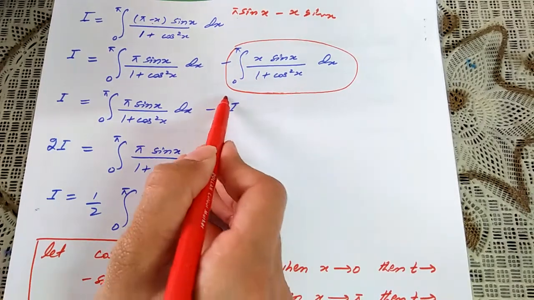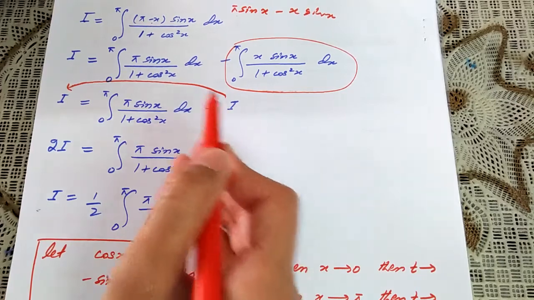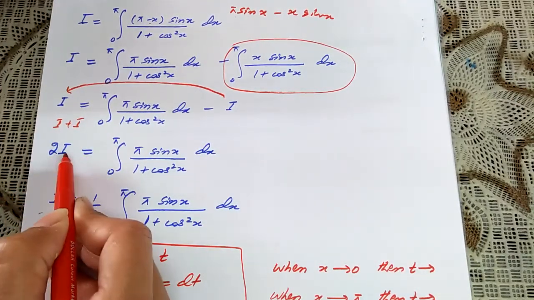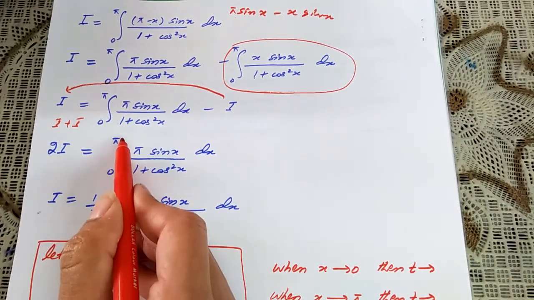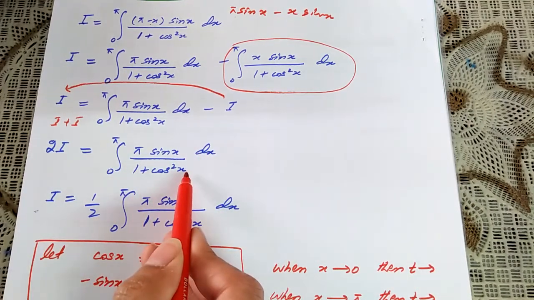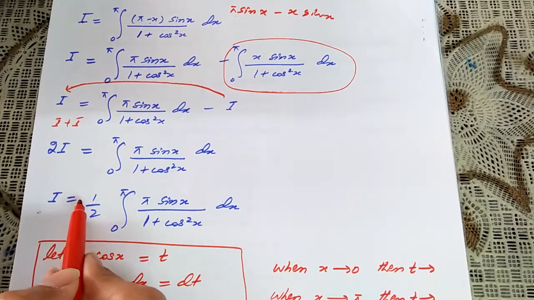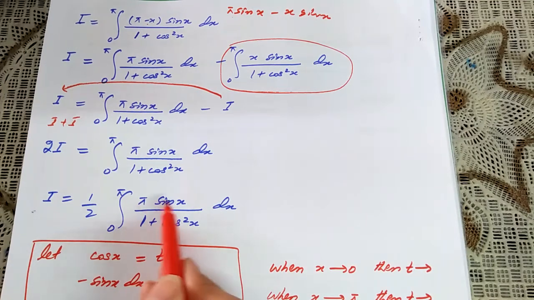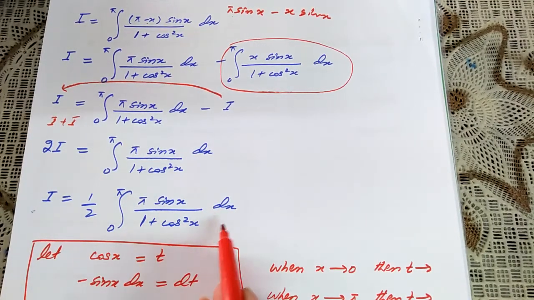Now I can move this negative I to my left hand side so both can be combined, and I get I plus I, which equals 2I. So 2I equals integration from 0 to pi sine of x dx over 1 plus cos square of x. Now this 2 is multiplying, so I can move it to the right side. It becomes 1 by 2 integral 0 to pi sine of x over 1 plus cos square of x dx.